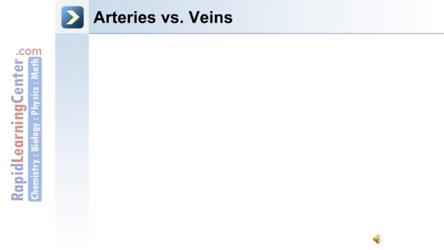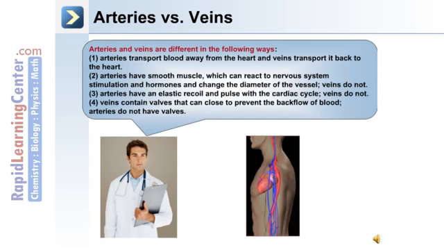The following are some of the ways that arteries and veins differ from each other. Typically, arteries transport blood away from the heart and veins transport it back to the heart. Arteries have smooth muscle which can react to nervous system stimulation and hormones and change the diameter of the vessel. Arteries have an elastic recoil and pulse with the cardiac cycle. Veins contain valves which can close to prevent the backflow of blood. Arteries do not have valves.